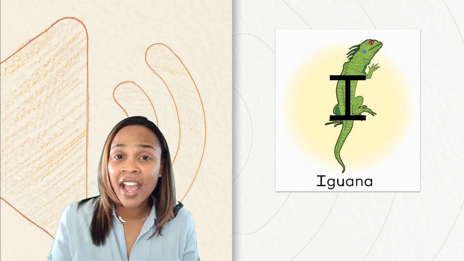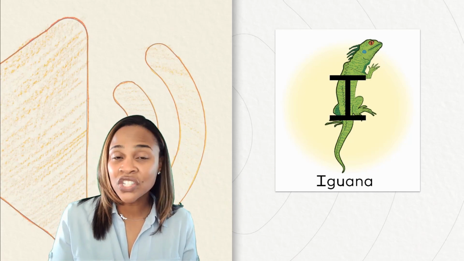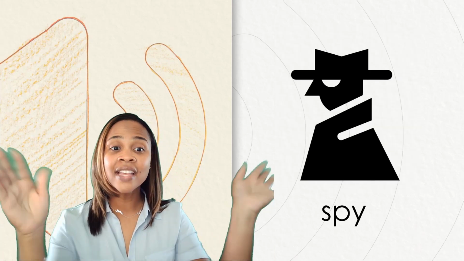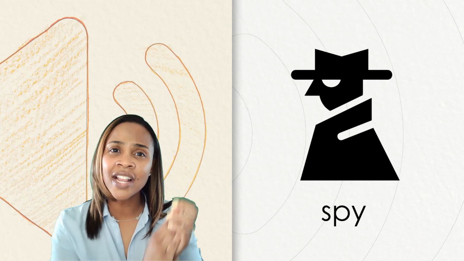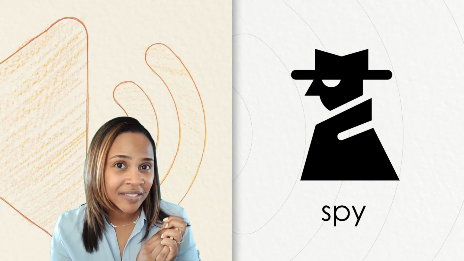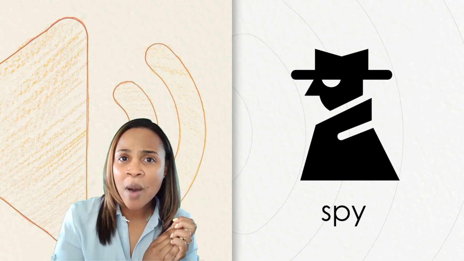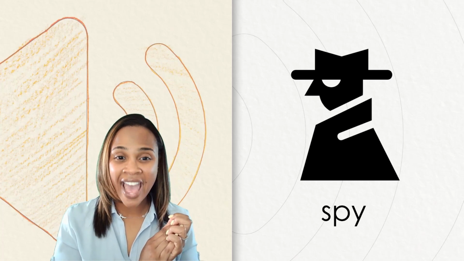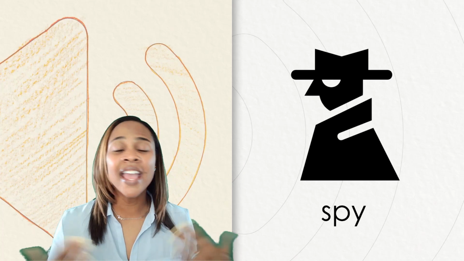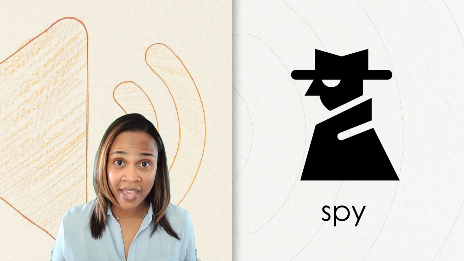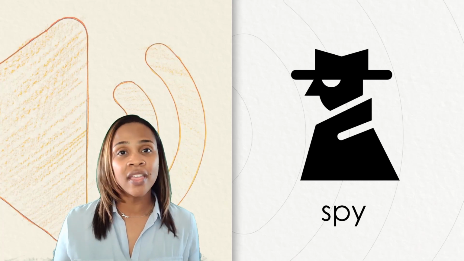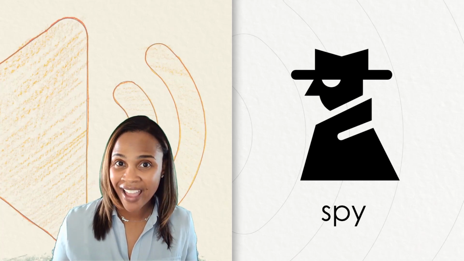Let's try another word. Let's try the word spy. Ready? Spy. Can you clap out that word? How many beats do you hear? Yes, spy. It only has one beat. That means there is only one syllable in the word spy.